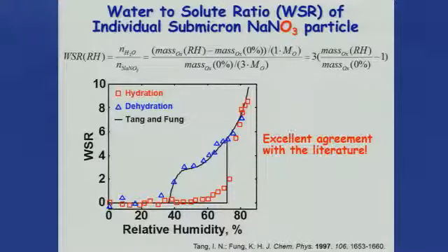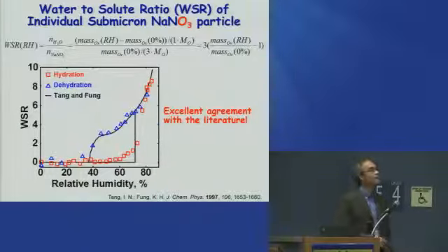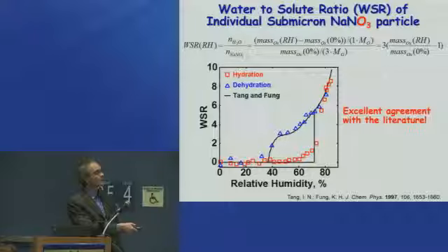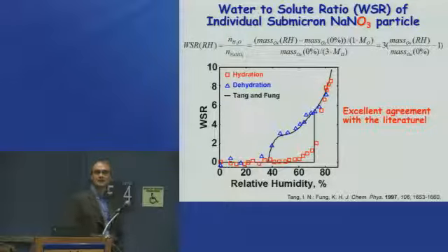And this is what is shown here for the hydration in red, dehydration in blue. And now water to solute ratio is something that we can quantitatively compare with other literature measurements, including elevated particles, for example, measurements from Tang and Fang. And as you can see, without any additional fit, we just overlay their data with our data, and we see a really perfect overlap. And that to us was a very strong indication that our optical ways of detecting the mass of water of individual particles is accurate.